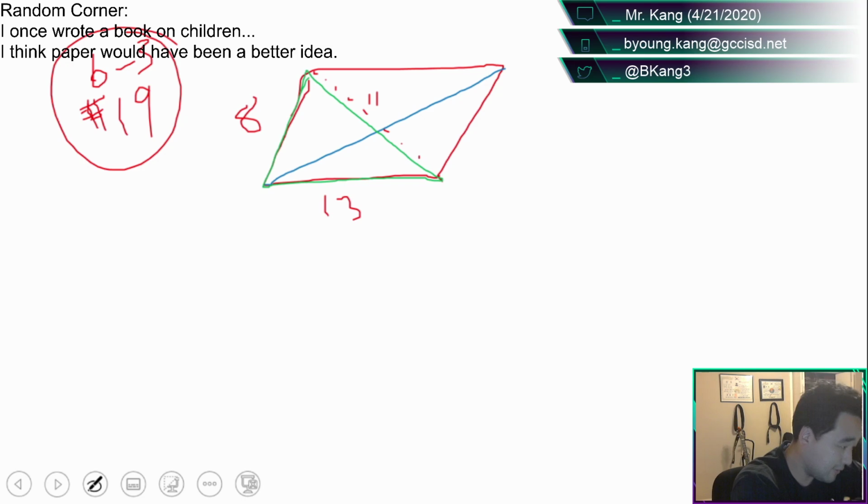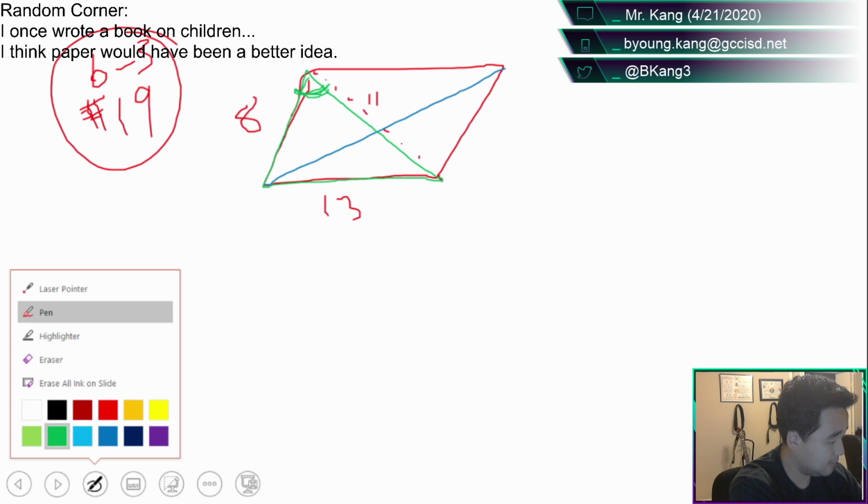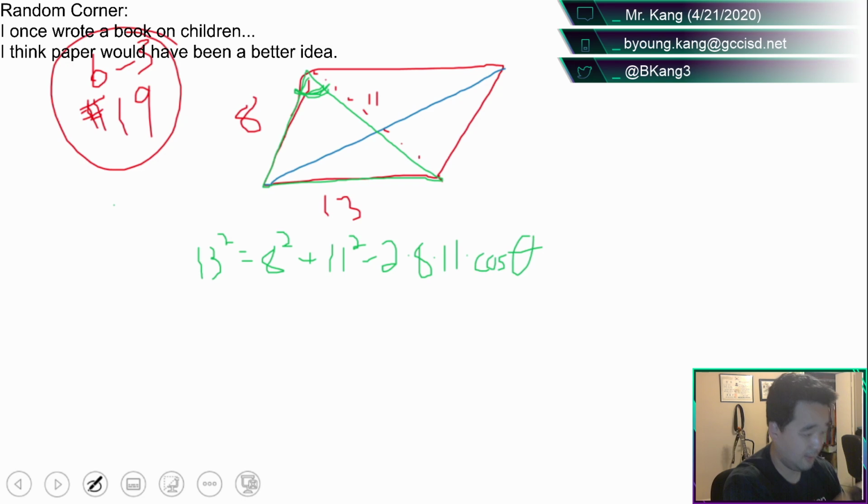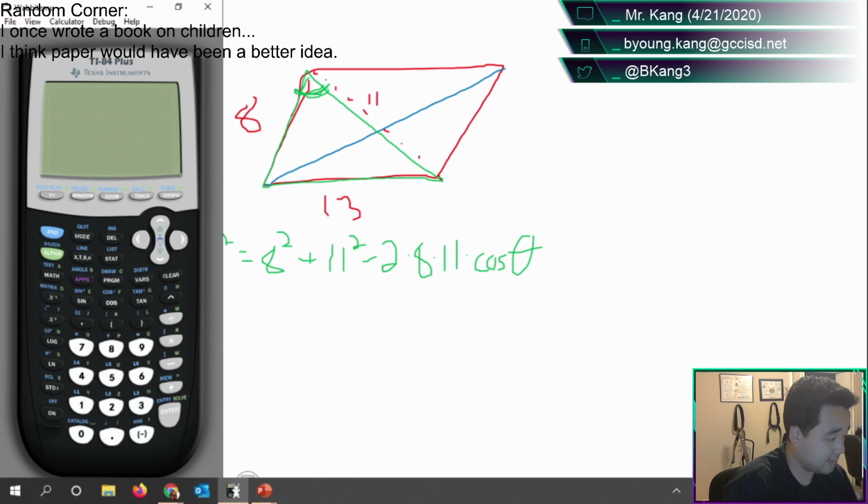Let's say we want to find what's going to help us in the long run. It doesn't matter. Okay. Let's find that angle right there. I'll just keep it in green. Okay, so you have law of cosines, which says 13 squared equals 8 squared plus 11 squared minus 2 times 8 times 11 times cosine theta, whatever it is. And then we just do a bunch of rearranging on our calculator to get that.